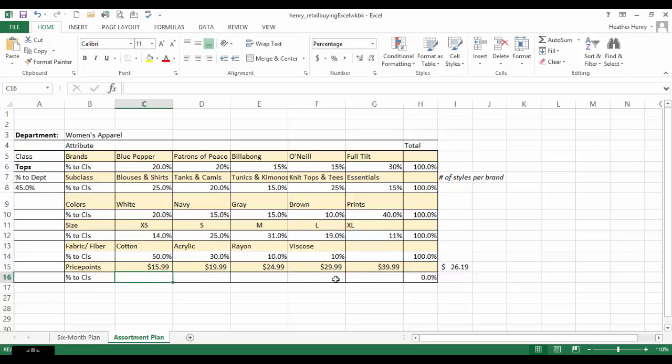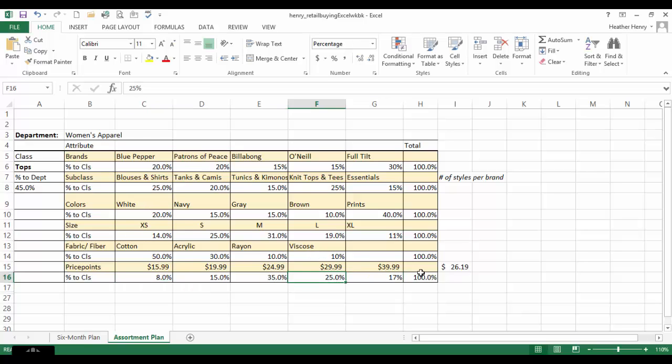So the items that were about $15.99 accounted for 8% of the inventory in tops. The $19.99 price point accounted for 15% of the inventory. I would say the $24.99 price point accounted for about 35% of the inventory. The $29.99 price point also accounted for about 25% of the inventory, and the $39.99 price point accounted for about 17% of the total inventory.